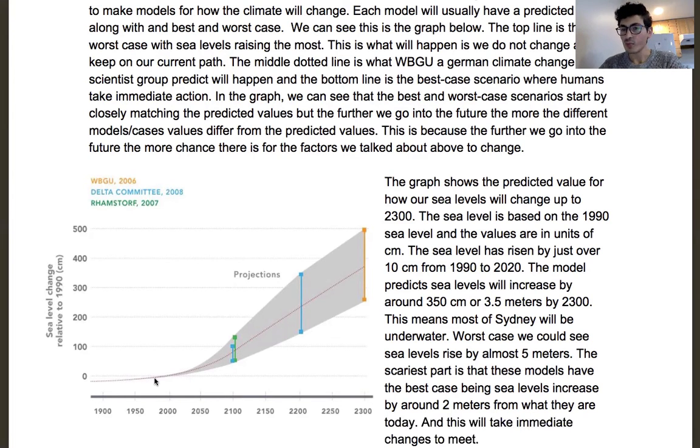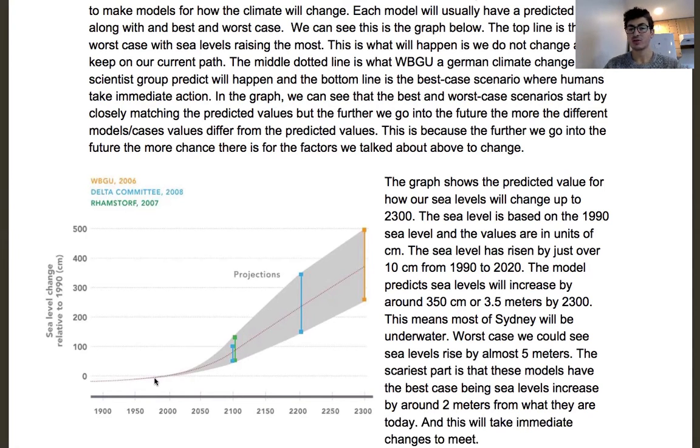So we have a worst case scenario, which is going to be the top of this gray shaded region. This is, if everything goes wrong, this is what's going to happen. Then you've got your best case scenario, which is going to be the bottom of this gray shaded region. That's, if everything goes right, this is what happens. And then what the scientists predict will happen, what we think it will actually look like, is going to be this dotted orange line. So everything in the shaded region, it says, okay, it could be anywhere in this region.